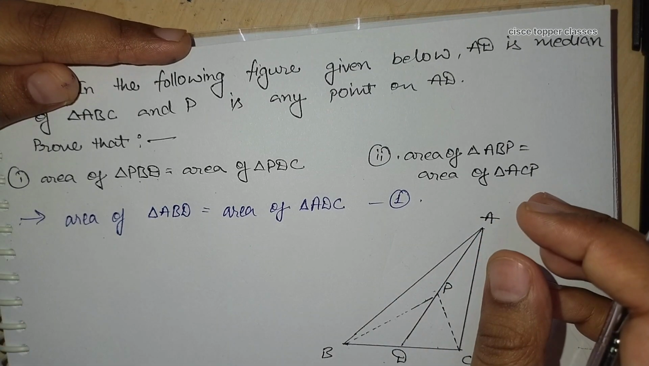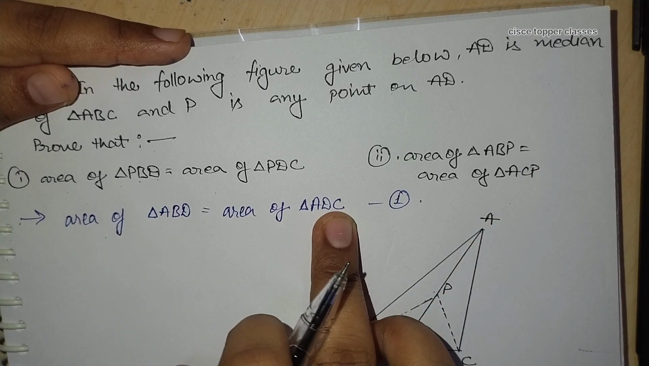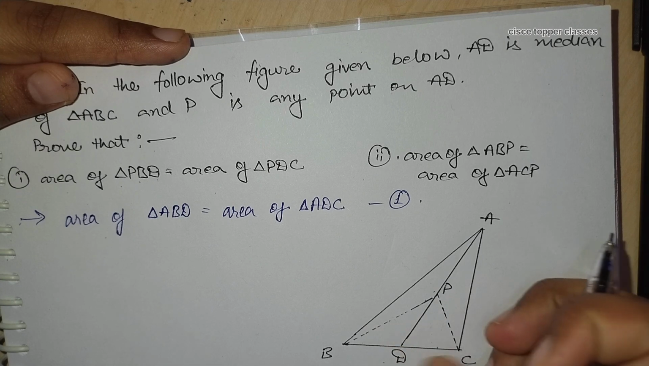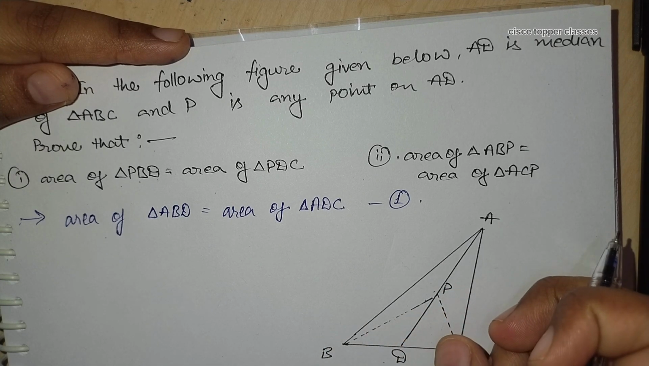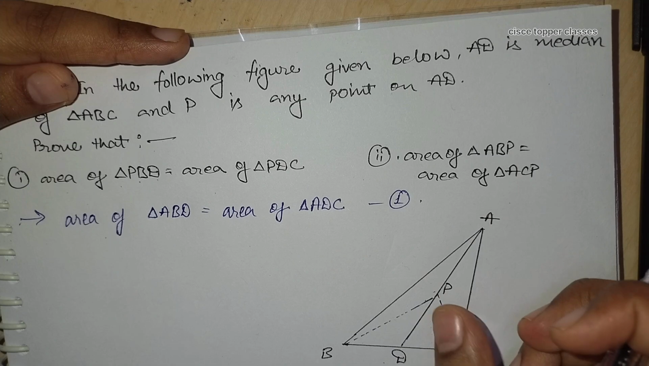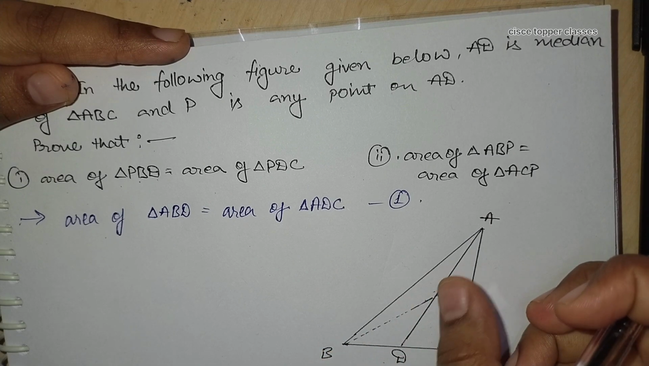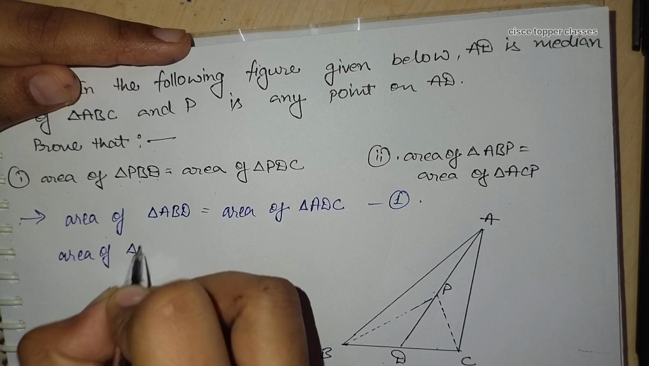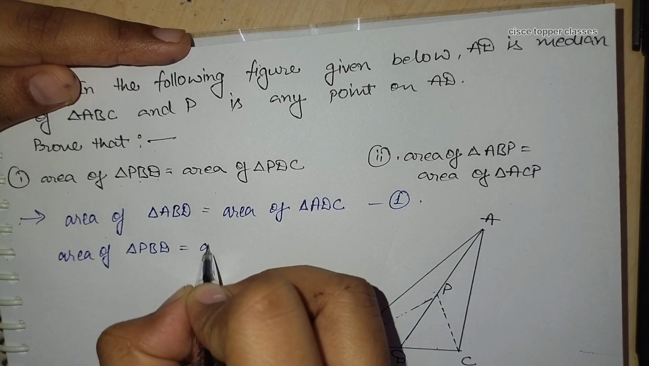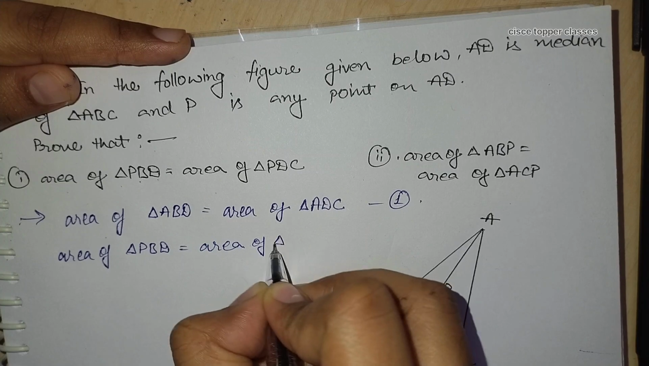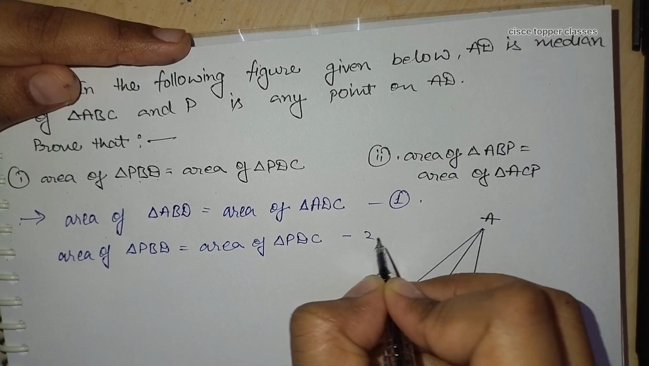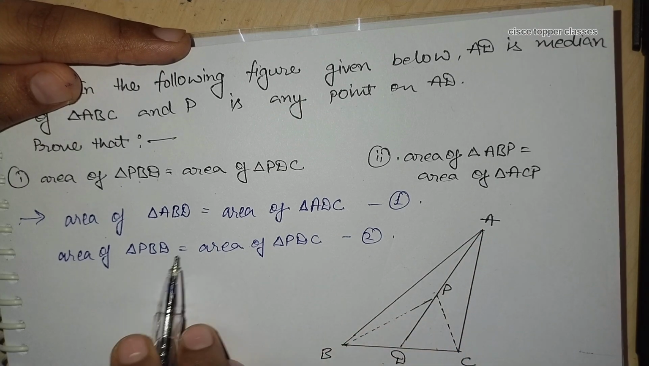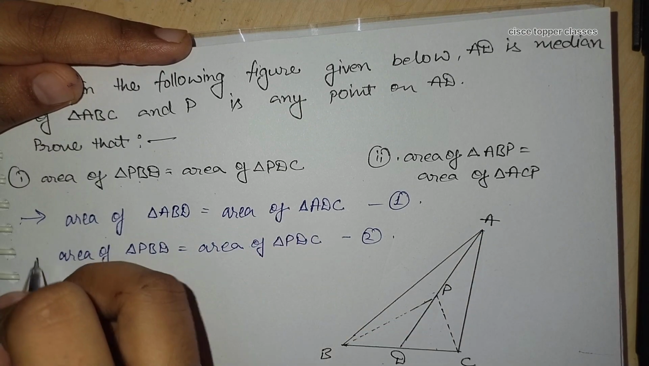Now a median of a triangle divides it into two equal triangles, so that we have concluded here. Also PD is the median here, so we can simply say that the area of triangle PBD is equal to the area of triangle PDC. So this is the second equation. Now we can simply subtract this part. This we have to prove here in the first part. So here we have proved the first part.